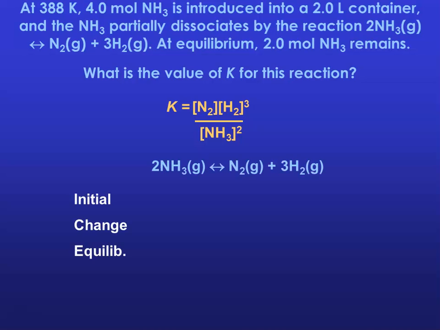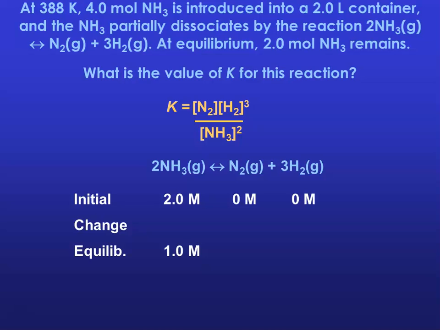We set up our ice chart. Molarity is what we need to have inside of the bracket. So we take the 4 moles of ammonia and divide it by 2 liters to get 2 molar. And we do the same thing for equilibrium, which would be 1 molar. We were not given any information about nitrogen or hydrogen, so they are starting out initially at 0 molar.